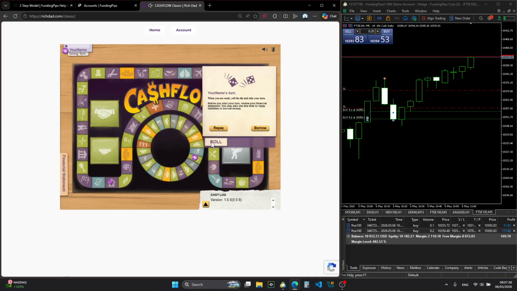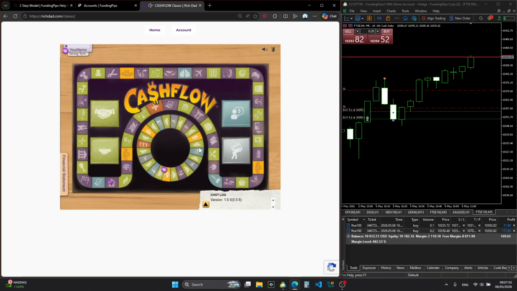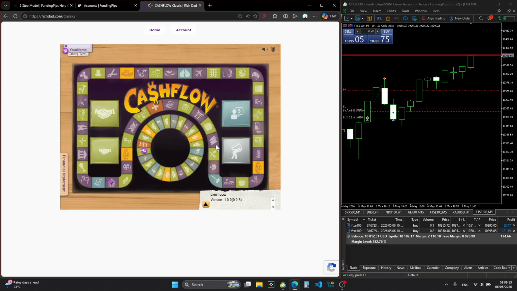Wait, what is our goal in here? Our goal is to get out of the rat race, and how do we get out of the rat race? We have more payday, more cash flow than our income. For example, here is total income, total expense. We have payday, right? As we have 2400 expense, we need more passive income than 2400. That is how we get out of the rat race. That is how it works.